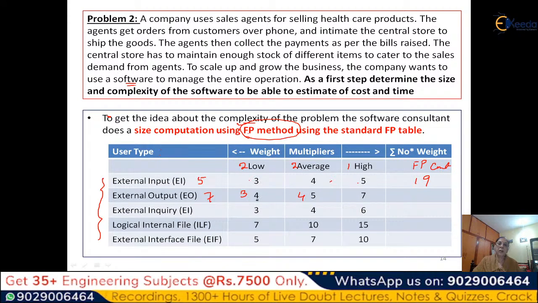Similarly, you will calculate here 3 into 4, 12, 4 into 5, 20. So 12 plus 20, so it is 32. Like that you have to do for all the 5. Having done this, now we will see.